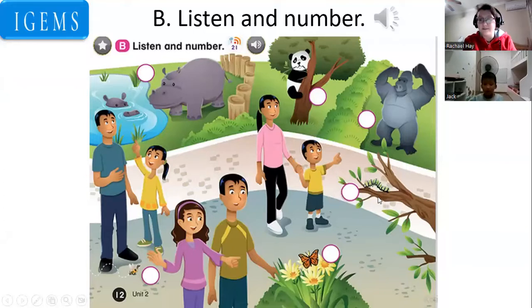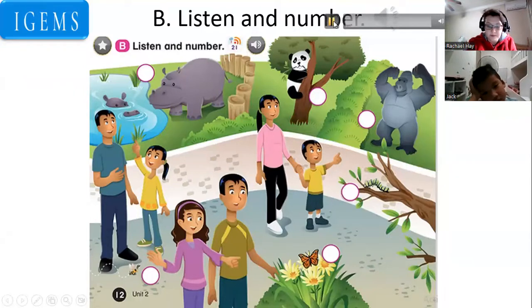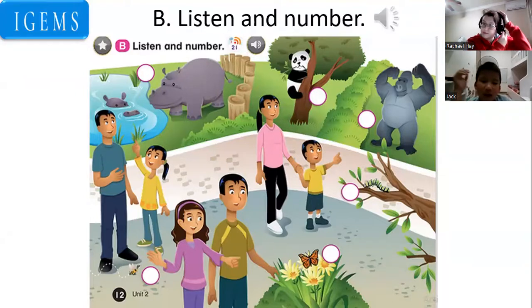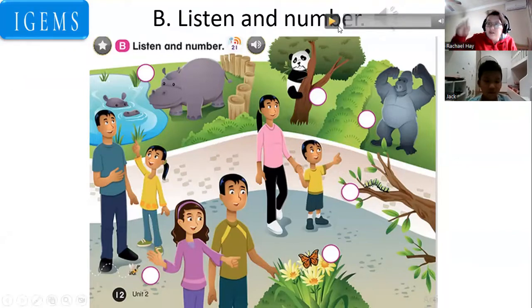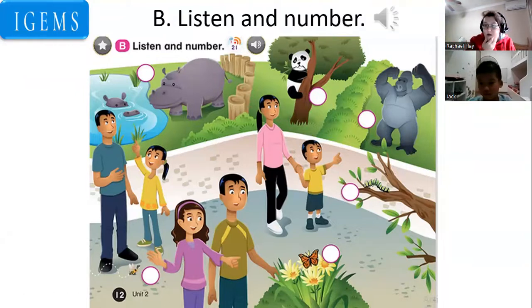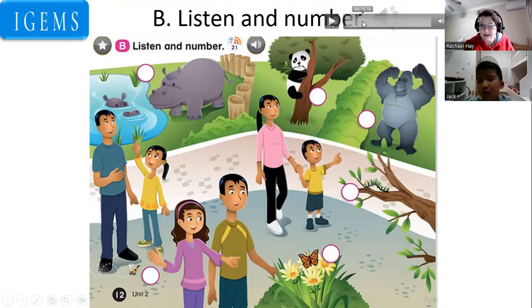The sound is so small. Oh, the sound is soft. Okay, let's see if you can hear this one. Page 12. B. Listen and number. One. I can hear, but it's so small. Why is it in the water? Okay, can you turn the volume of your computer up a little bit? I turn it to 100.